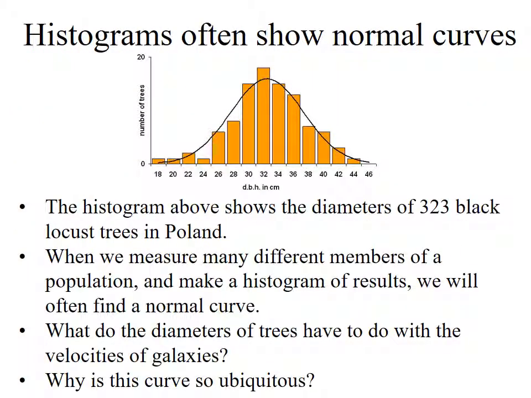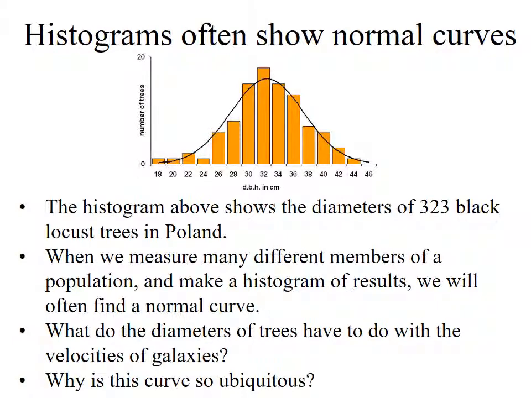So we find this all over the place. Here's another example of a normal distribution. This is data that shows the diameters of 323 black locust trees as measured in a forest in Poland. It's amazing. It's incredible. Why would this happen? When we measure different measures of population, we make a histogram, this pops up in nature again and again and again. This is a ubiquitous curve. It's a law of nature.